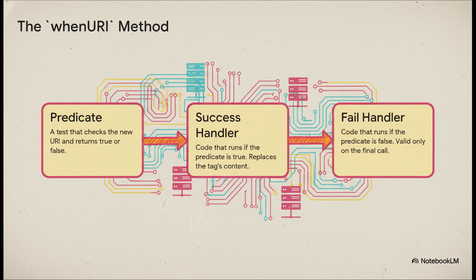So how does it work? Well, whenURI is basically like a superpowered if statement for your UI. It takes three key arguments. First, you've got a predicate. That's just a fancy word for a test that looks at the URL and returns true or false. Second, you have a success handler. This is the code that runs to update your UI if that test comes back true. And third, there's an optional fail handler, which, you guessed it, runs if the test is false. Let's see what that actually looks like in practice.